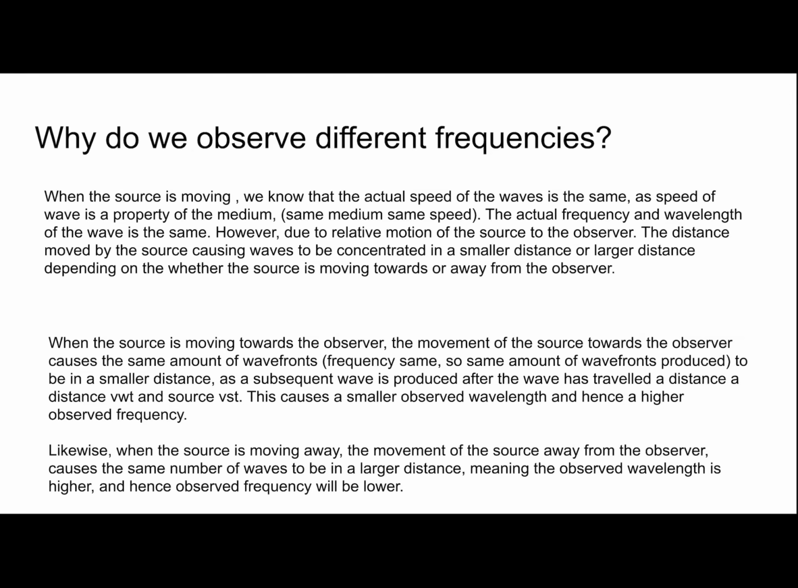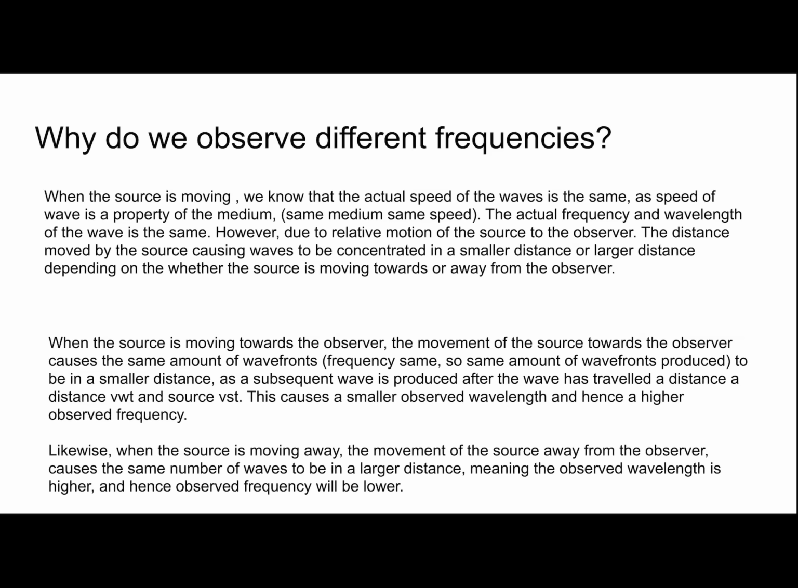So when the source is moving towards the observer, the movement of the source towards the observer causes the same amount of wavefronts. Because we know frequency is the same, and frequency is the amount of waves produced per second, we know that stays the same. So the same amount of wavefronts are concentrated in a smaller distance. If the source is moving towards the observer, it's in a smaller distance, therefore we observe a higher frequency.